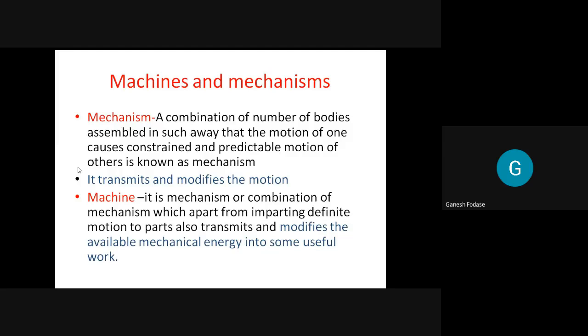So what is main difference here? Machine is used to do some useful work, while mechanism transmits only motion. That is difference between machine and mechanism.